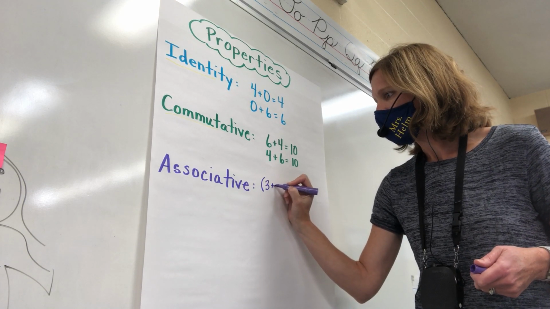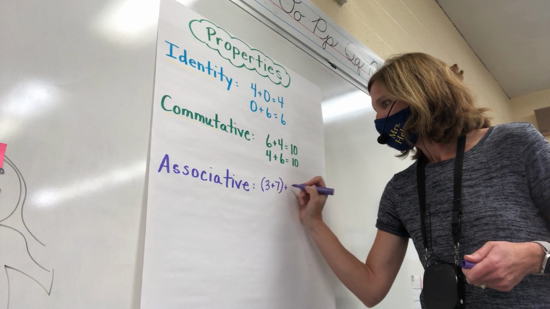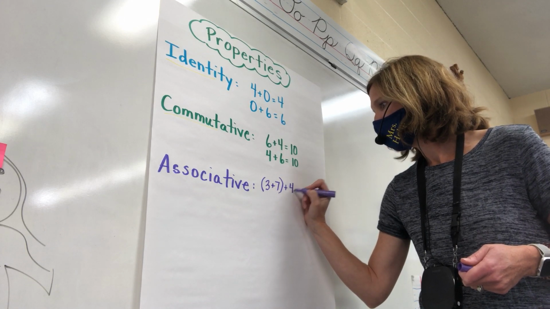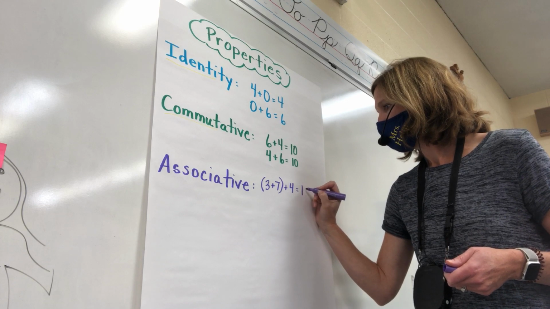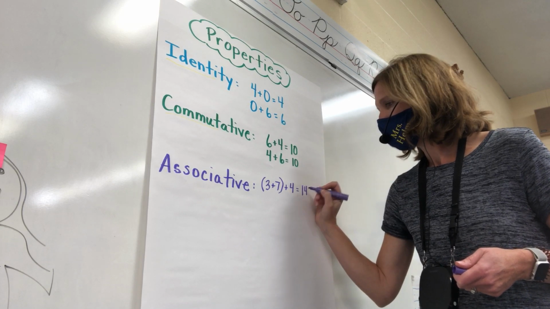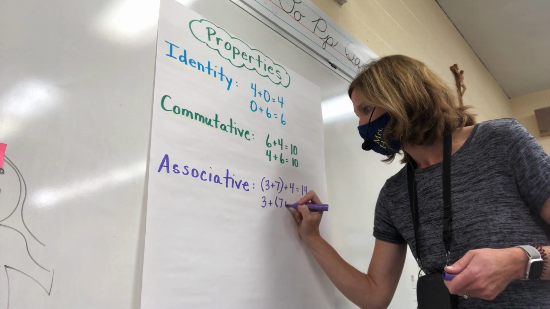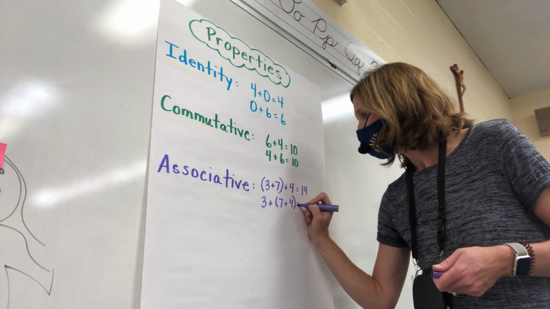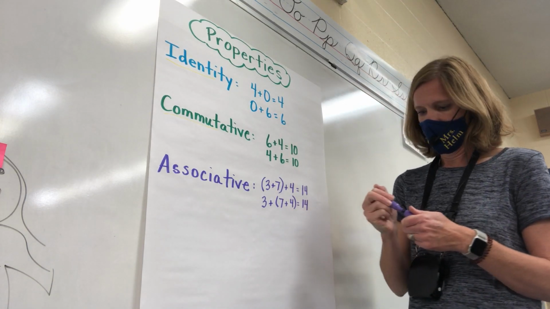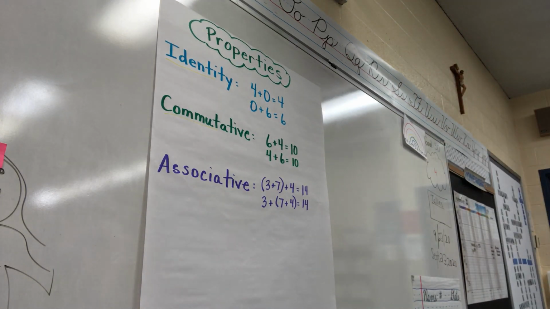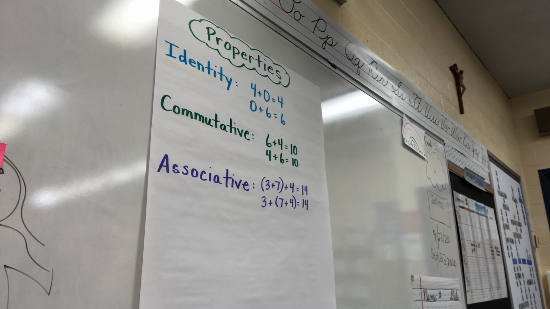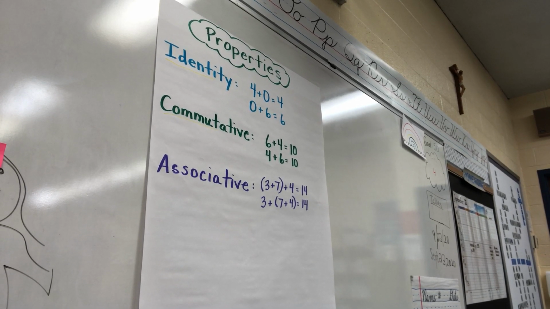3 plus 7 plus 4 is equal to 14. Or 3 plus 7 plus 4 is equal to 14. Okay, now look. Did I move the order around at all? No, I didn't. I kept the order the same. It's 3, 7, 4. But I made a little group. How did I show a little group there? What did I use? Do you know what those are called?